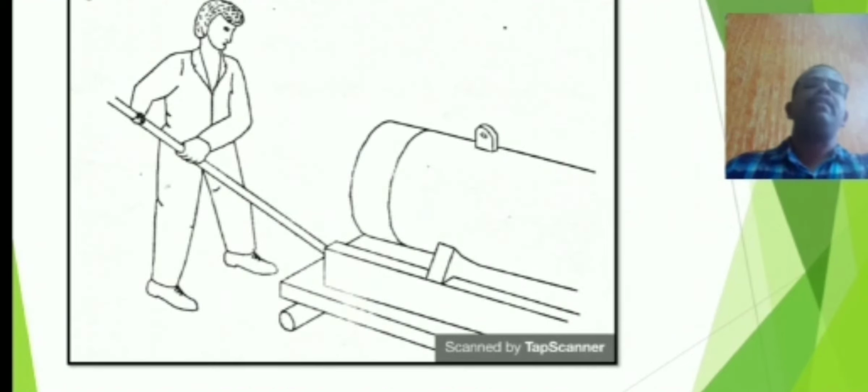So here also you can see that you have to stand as far as possible. You should not stand nearby, because if the roller slips, it may damage your foot and all. So you have to stand a little bit far away. You can see here one person is holding the crowbar, and he has kept one roller underneath the component.